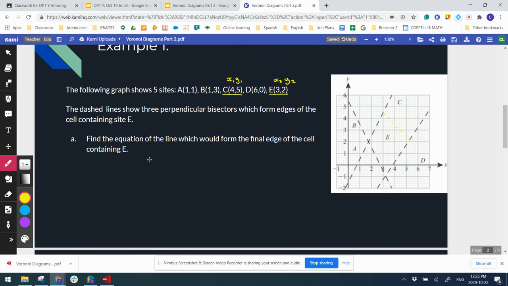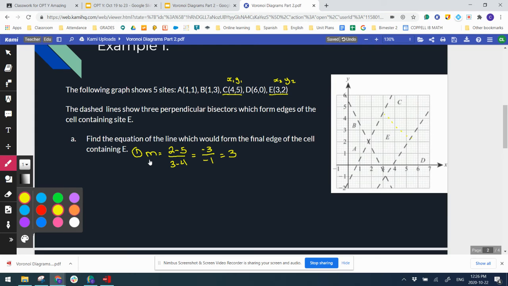So if we're finding the equation, we've got our 5 steps. Step 1, find the original slope. So we have to go 2 minus 5 over 3 minus 4, which gives us negative 3 over negative 1, which is the same thing as just 3.